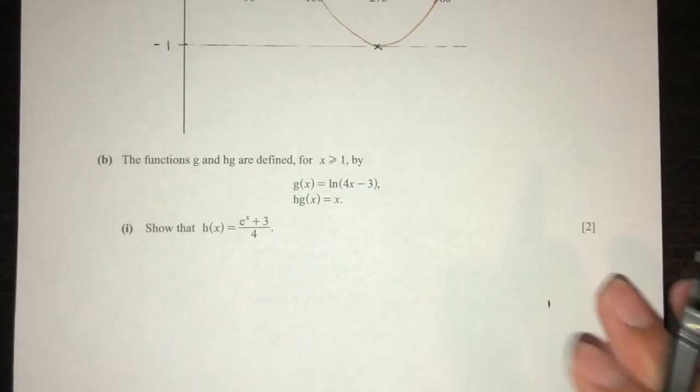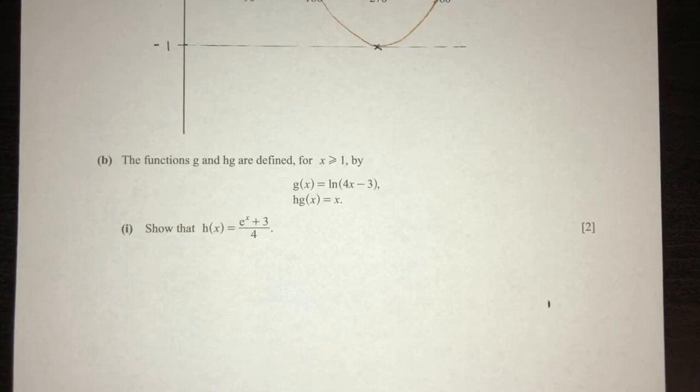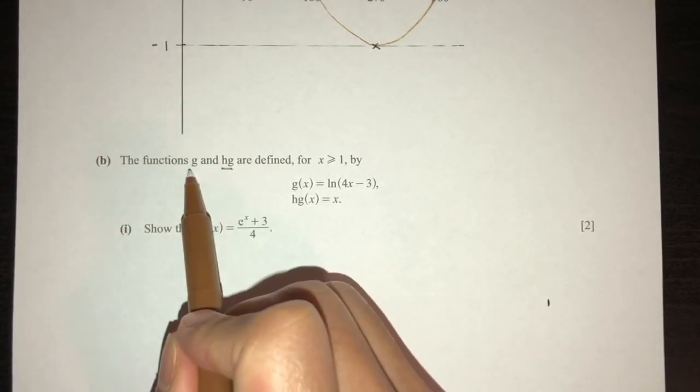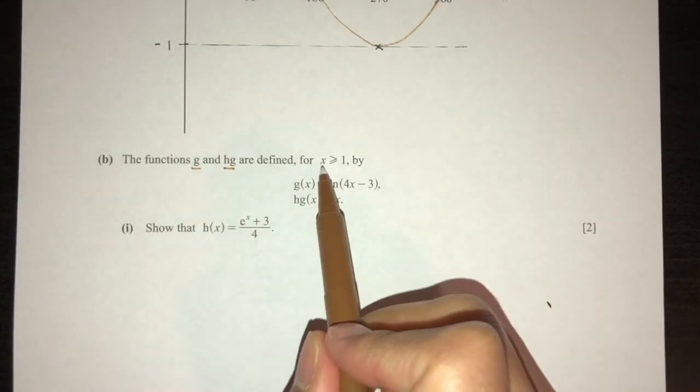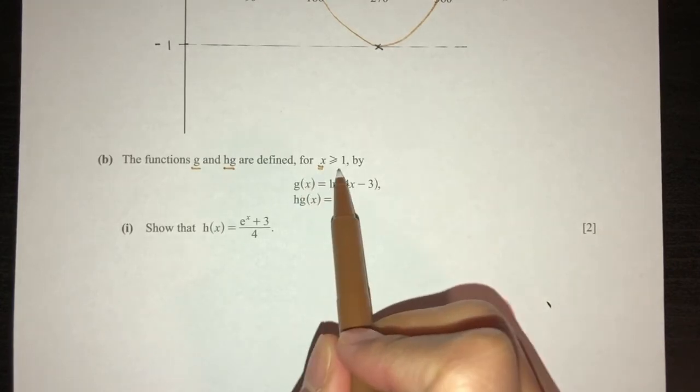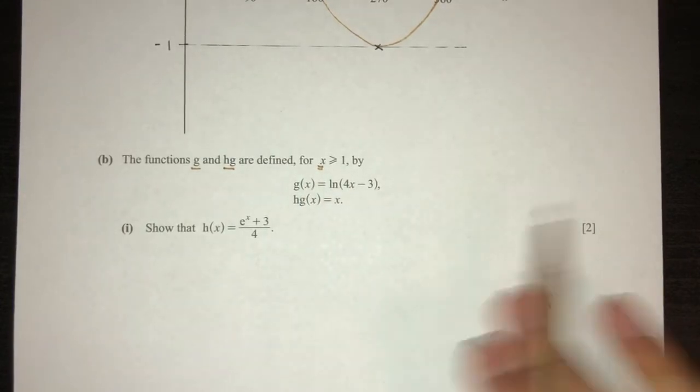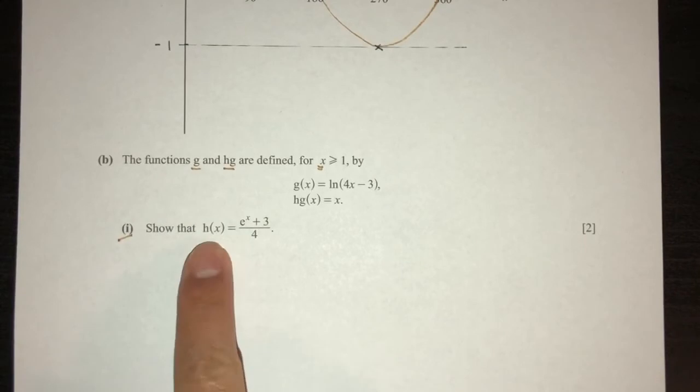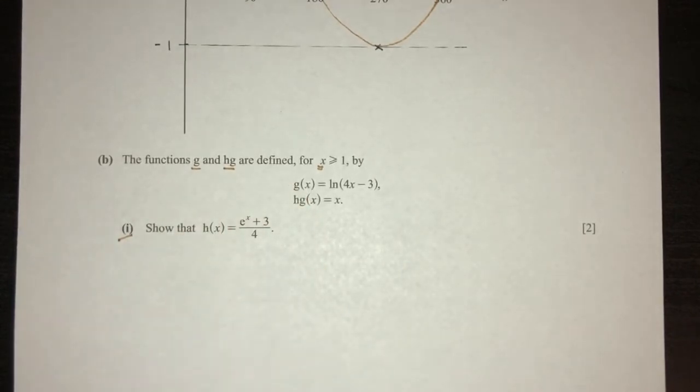Now part B, we have two functions g and h of g. They are defined for this domain. So whenever you see x, it means domain. Okay, domain is more than 1. Now part 1, we have to show that h of x is equal to this value. So how can we show that?